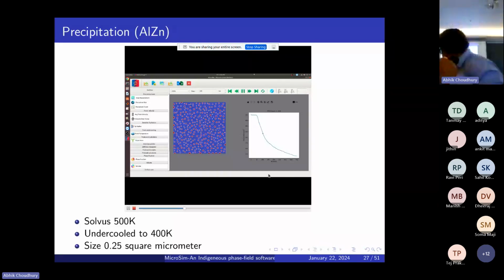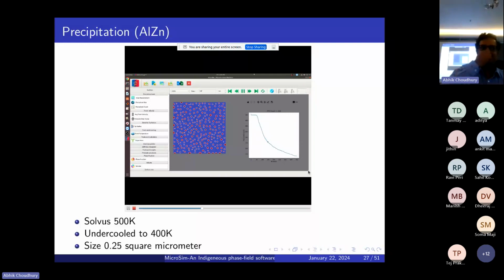I don't know whether it's visible. You see this dot that is evolving, and the dot is moving with time. What we are plotting is the number of precipitates as a function of time, and that is a measure of the coarsening process. We can do other things as well. So what is the blue one, is it liquid? No, this is matrix. This is precipitation.